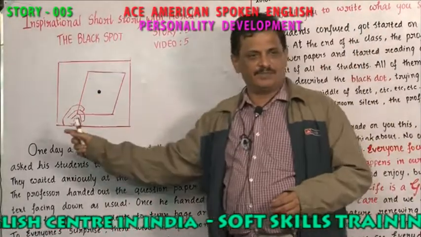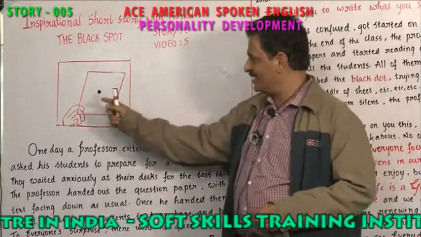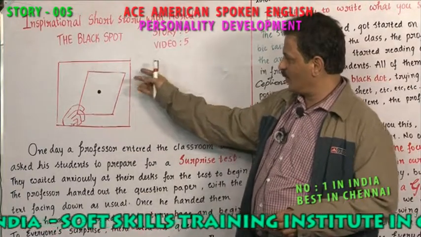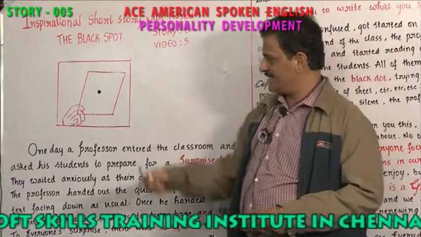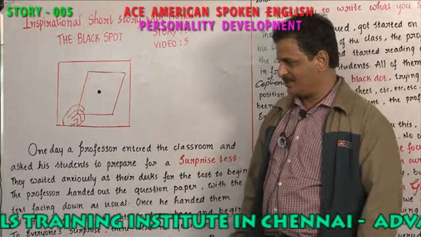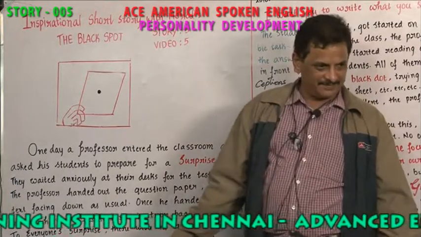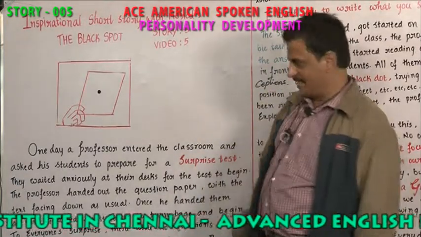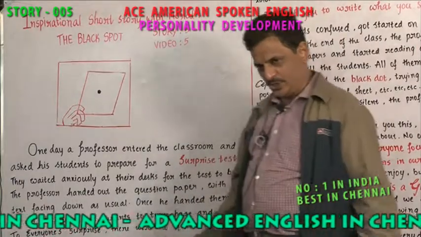I thank Srivita for drawing a picture like this. A picture is drawn, a white sheet is there. In the center you have a black mark. Is it so? What does that mean? Could you tell? Yes. See, I'll just read what's written here.